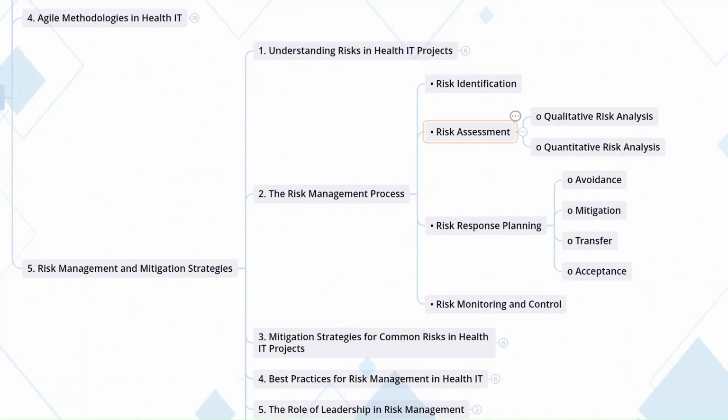Next, risk assessment. Once risks are identified, they need to be assessed based on their likelihood of occurrence and potential impact. This assessment helps prioritize risks, allowing the project team to focus on the most significant concerns. These include qualitative risk analysis and quantitative risk analysis.